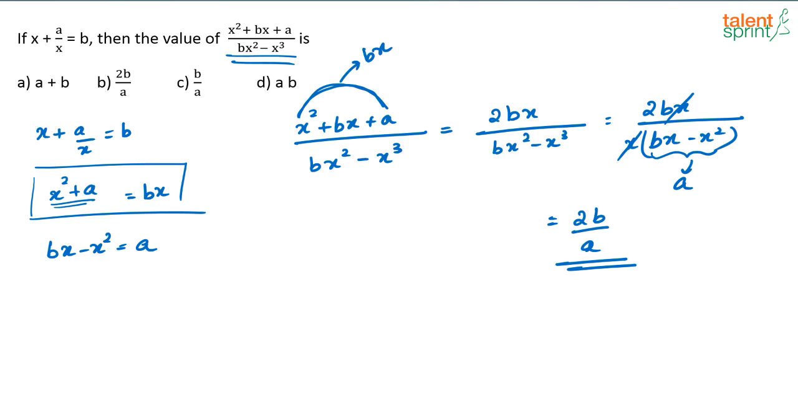Correct? So your answer is option B, 2b by a. Yes Vidya, it was a. I accidentally wrote x there. I have corrected that. Thanks for pointing that out. So what will be your answer? Your answer will be 2b by a.